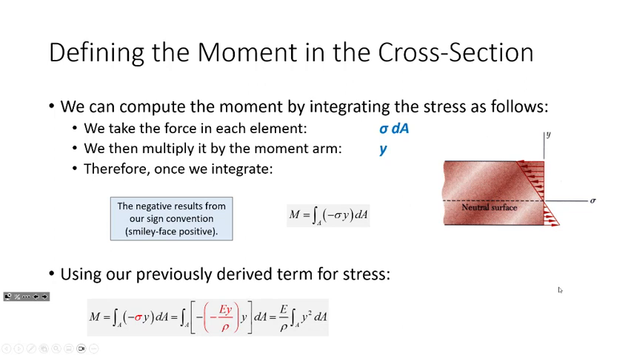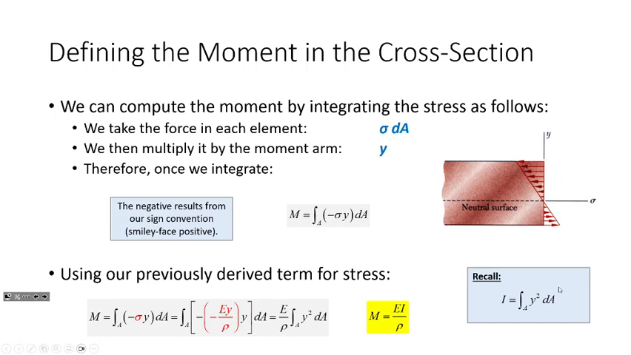I get E divided by that radius of curvature times the integral of y squared dA. What is the integral of y squared dA? It's the moment of inertia, right? Remember, that's the second moment of area. So what I'll do is sub that in, and I get this. Okay? So the only thing left to do is to use that curvature differential equation.